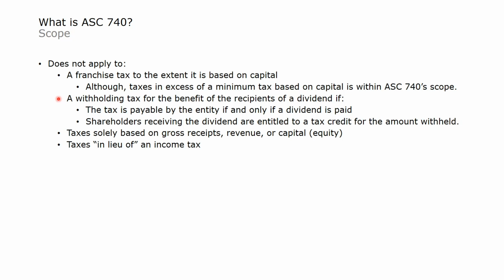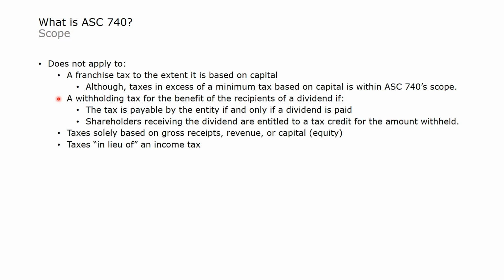Next one that doesn't apply is a withholding tax for the benefit of the recipients of a dividend if the tax is payable by the entity, if and only if the dividend is paid, and shareholders receiving the dividend are entitled to tax credit for the amount withheld. So essentially what it's saying is withholding is not going to be included in the scope of ASC 740. That's someone else's tax liability and shouldn't be represented as the company's tax liability.